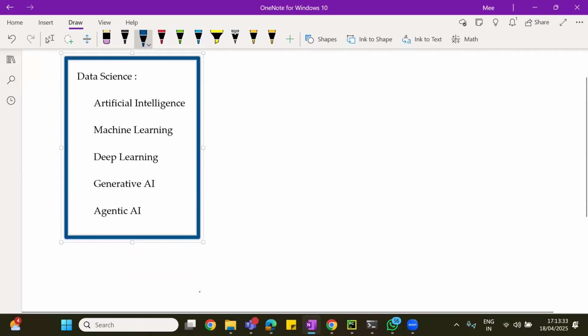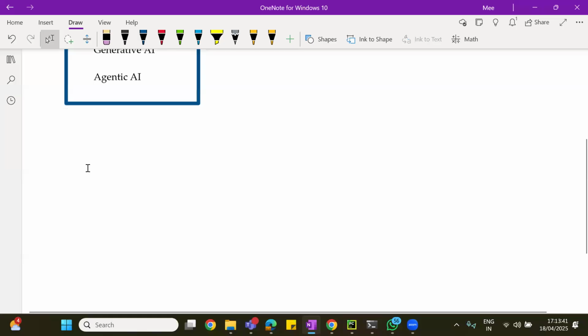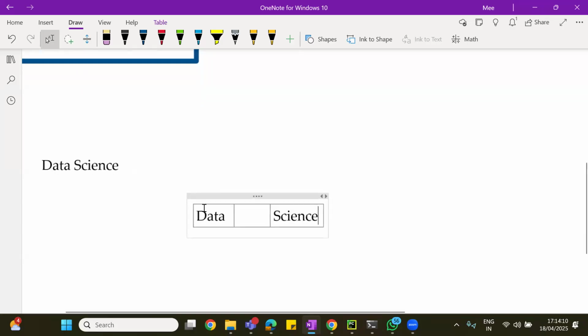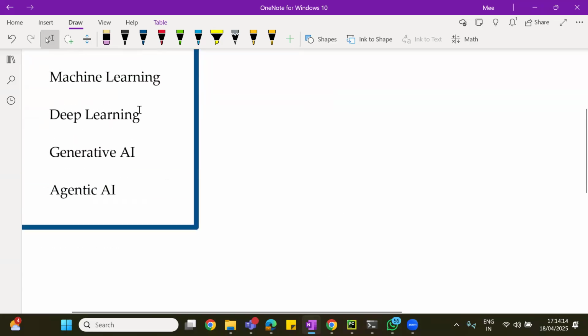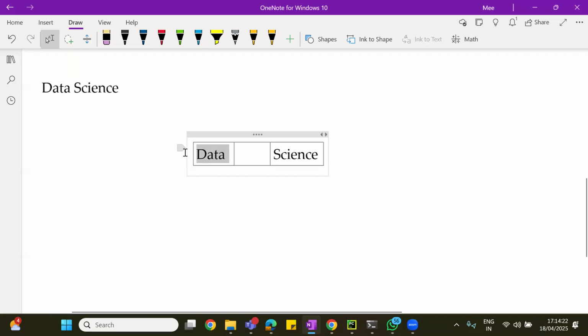So the first thing is, what is data science? If you look at the term data science, it consists of two words. It's a combination of two words. One is called data and the other one is called science. We are going to see them one after the other, and we will see the differences in them also. So data science has two terms, that is data plus science.